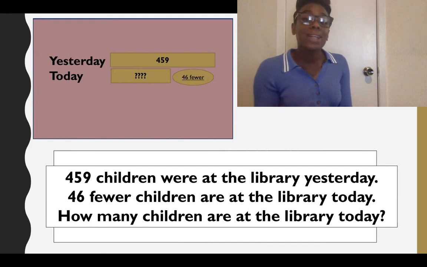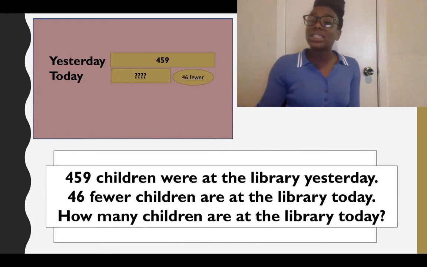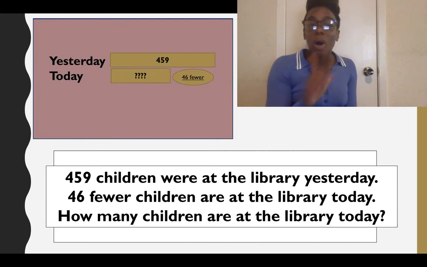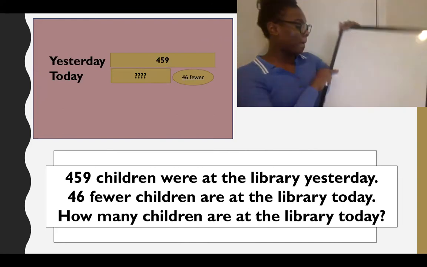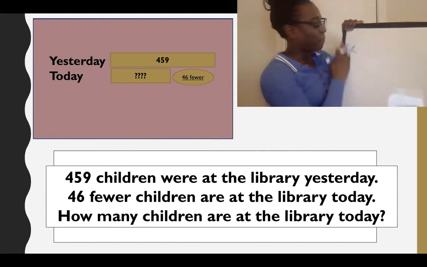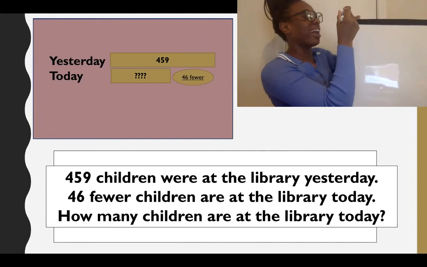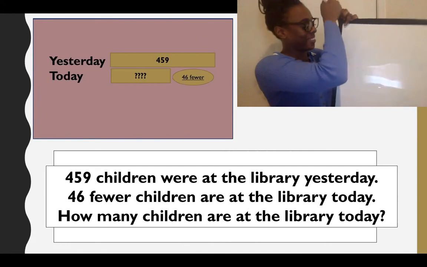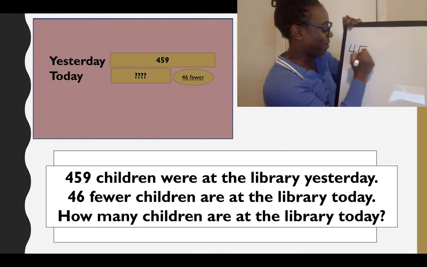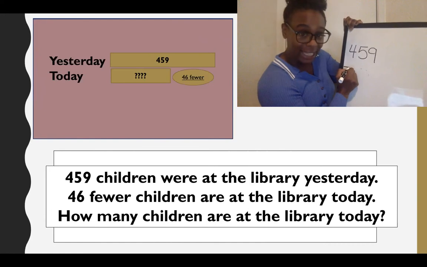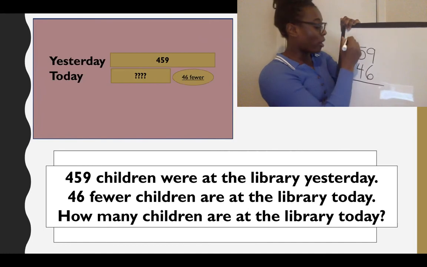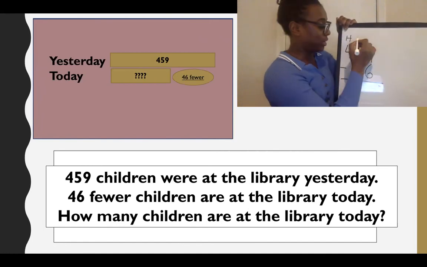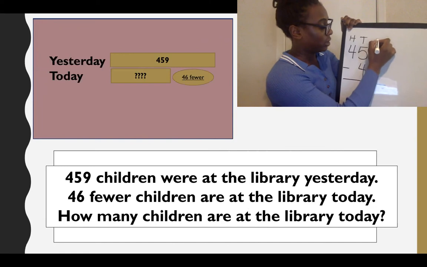So again, I know that we have to subtract 46 from 459 because we don't know the amount of children that attend the library today, but we know that it's a fewer amount than yesterday. So 459, I'm going to use black just because I feel like I use a different color. 459 minus 46. So again, the 4 represents my hundreds place. The 5 represents my tens. The 9 represents my ones.